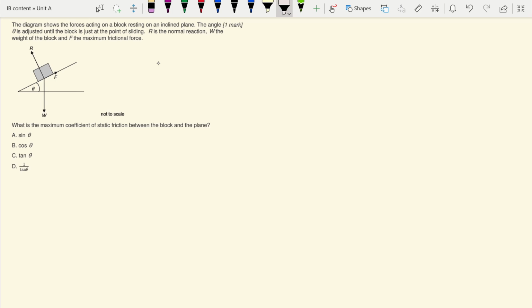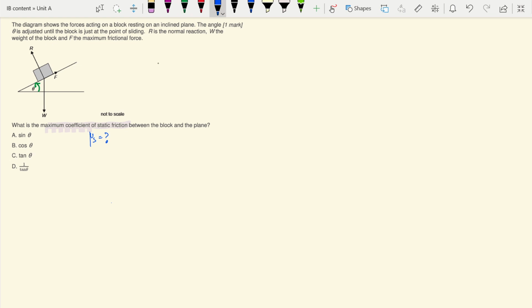In this question, we will find out the maximum coefficient of static friction, mu s, equation about this situation in which you can see a block is placed on the ramp and that is not frictionless. What we are doing in this question is increasing this angle. And as we are increasing the angle, something is going to change, which I will show you with the help of different diagrams.